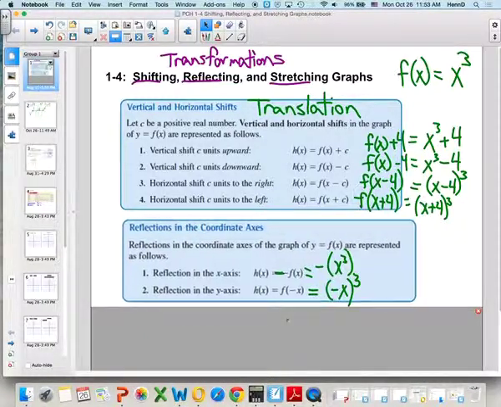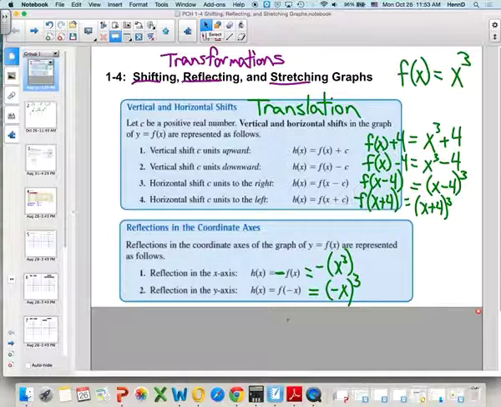Why wouldn't the cubed go inside the parentheses? On this one? No, the y-axis one. Yeah, because it's altering the x, not the entire function itself. Yeah, that's right. We're multiplying the x by a negative 1, not the entire function by a negative 1. Like for the reflection across the y-axis, the x could still, like, if it was negative 2 cubed, that would be a positive 8, wouldn't it? Negative 2 cubed would be a negative 8.